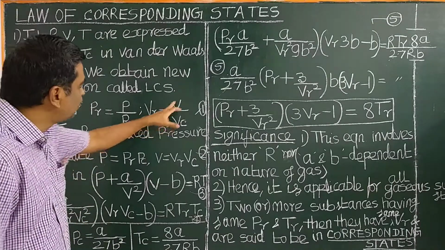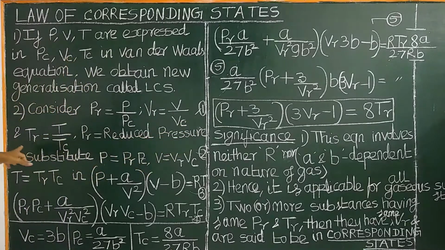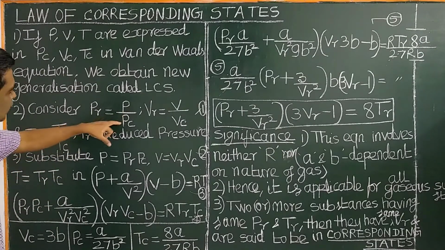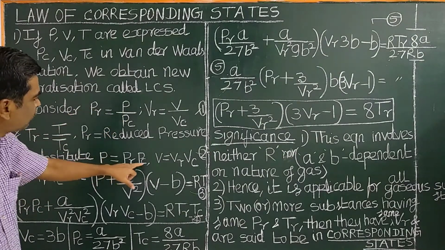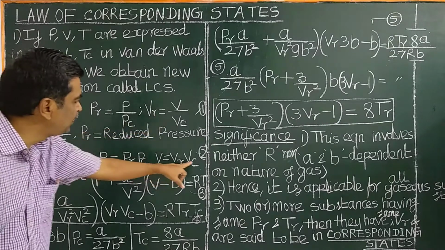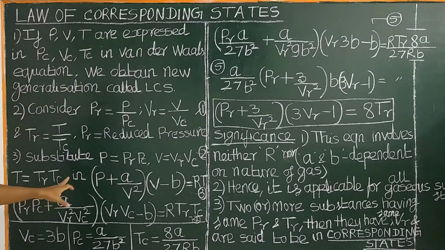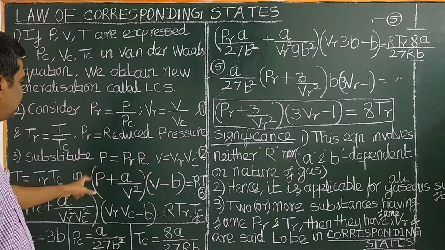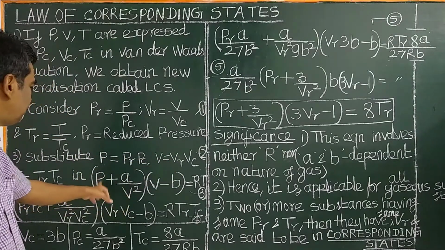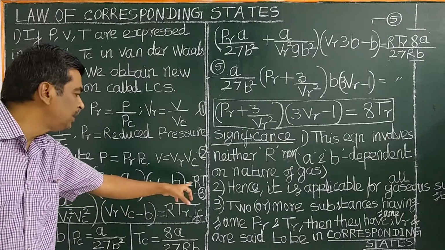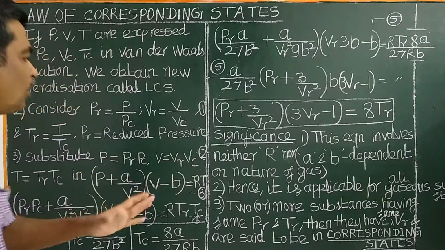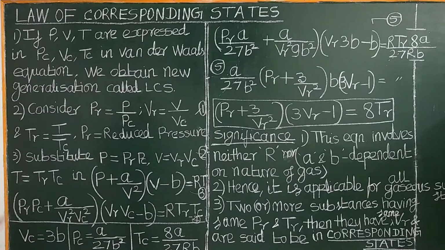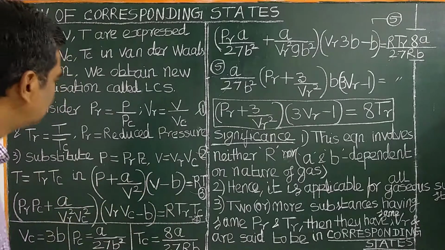Okay, Vr equal to V by Vc. Similarly, Tr, the reduced temperature, equal to T by Tc. Now on cross multiplying, P equal to Pr Pc, V equal to Vr Vc, T equal to Tr Tc. Substitute these equations in the van der Waals gas equation, P plus a by V square, V minus b equal to RT. This is for 1 mole of a real gas. We have already derived this. Please watch the lesson.